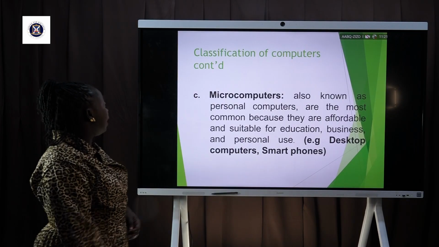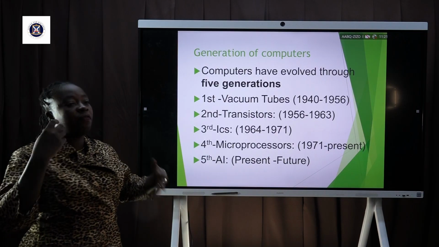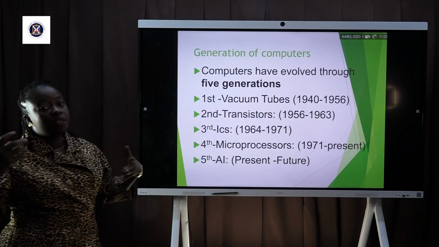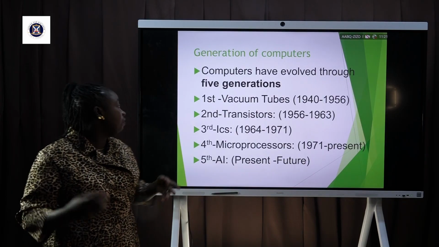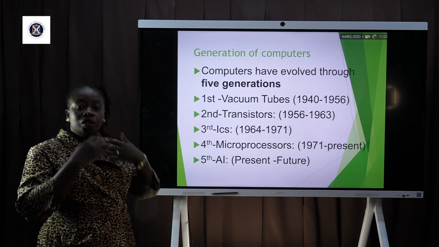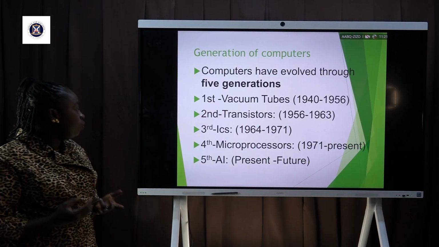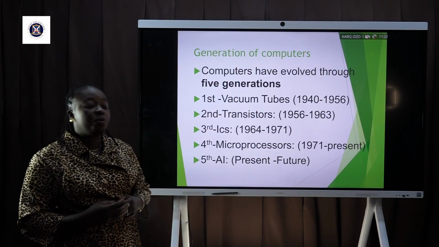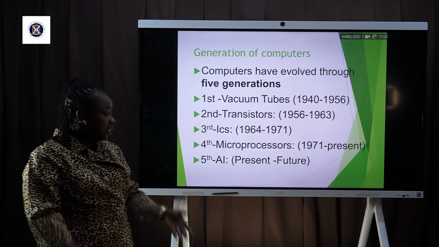Examples, desktop computers, smartphones. Generations of computers. Computers has evolved through 5 generations. The first generation made use of the vacuum tubes, which lasted between 1940 to 1956. We have the second generation computers which made use of the transistors. We have the third generation computers which make use of the integrated circuit, which lasted between 1964 to 1971. We have fourth generation computers, the microprocessors, which lasted between 1971 to the present age.